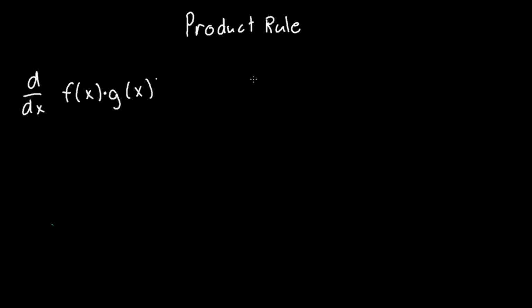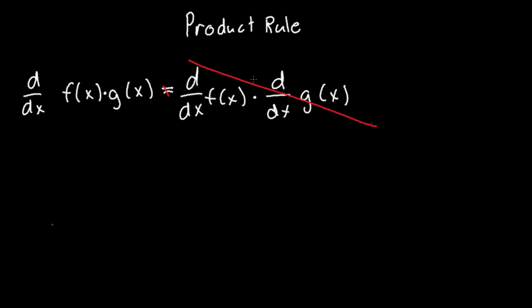You will not, and you cannot, find the derivative of each function individually and then multiply them together. So you find the derivative of f of x and then multiply by the derivative of g of x. This is a no-no. You cannot do this with derivatives. In order to find the derivative of two functions multiplied together, you must use the product rule.